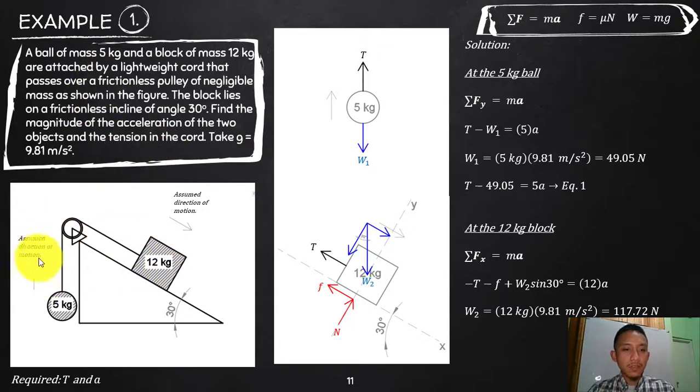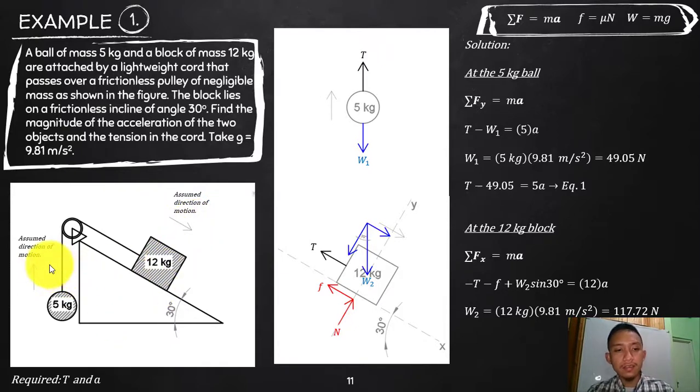Okay, so we will try to cut. If I will cut this string here, let's say I will cut it there. Okay, by the way, first let's try to assume a direction of motion, and that is my assumption. Okay, let's say that the 12 kilograms will slide going down, and that will pull your 5 kilograms, it will go up. So that is the motion that I will assume, and then let's try to see if that is correct based on the signs of our answer.